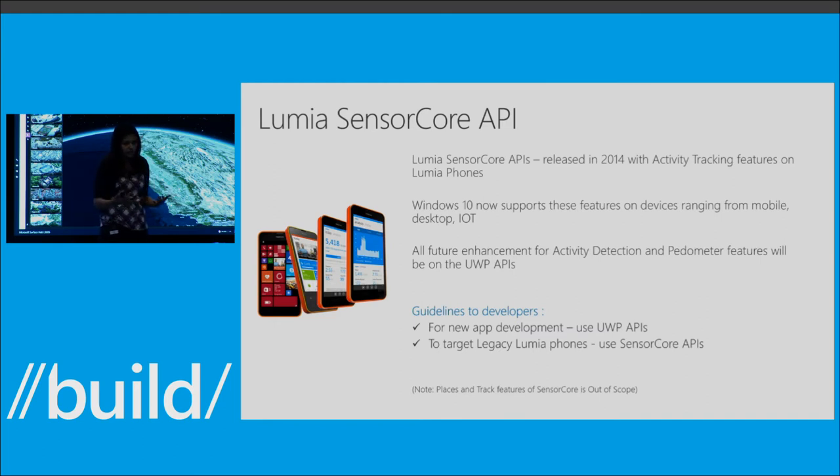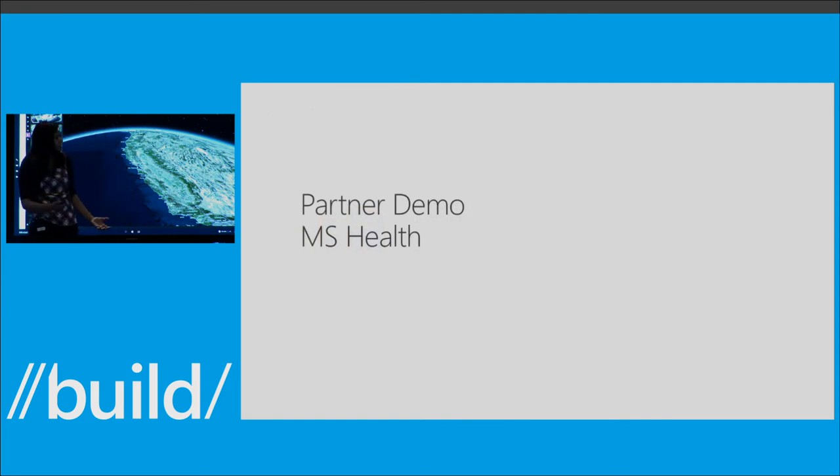The guideline to developers is, if you are building a new application, definitely start using the universal Windows APIs. If you would like to target the legacy older Lumia phones, then you may want to consider using the Sensor Core APIs. The universal Windows APIs are supported on Windows 10 devices and future ones. We are looking into supporting the older devices as well, and we are working on a plan for that. Now I'm going to invite Ali here. He's going to talk a little bit about the MS Health app and the new REST APIs that his team is developing.